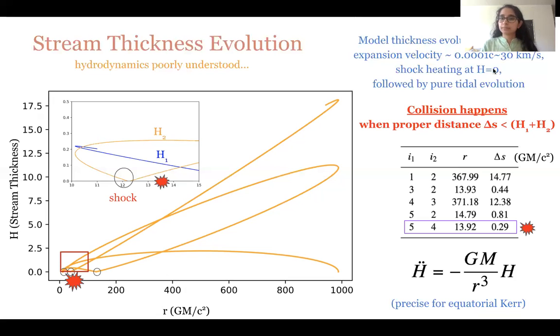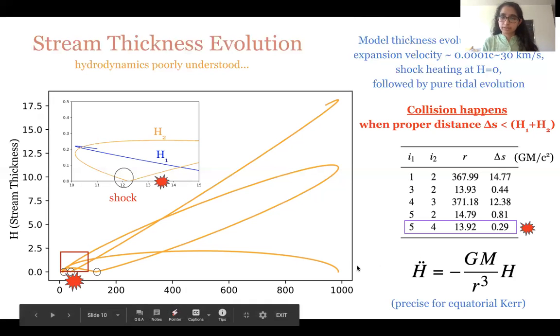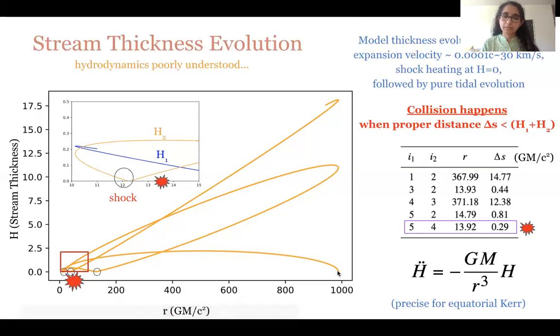This means that if the stream width is not 0 at pericenter, the symmetry that existed in the Newtonian case was broken. This was because the two ends of the stream precessed, and they did not meet again at pericenter. Once we have this model for stream thickness, we can see if collision occurs or not. This plot can be read by starting here at apocenter, going towards pericenter, and following this plot for the thickness. Then we go from pericenter to apocenter, and then we go back to pericenter.